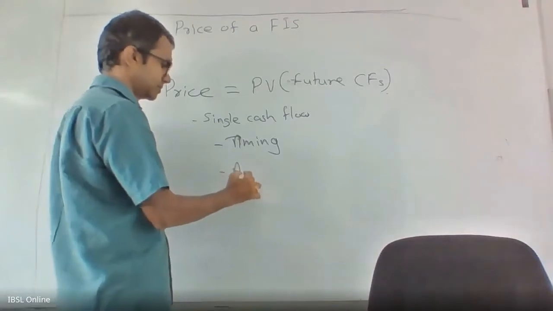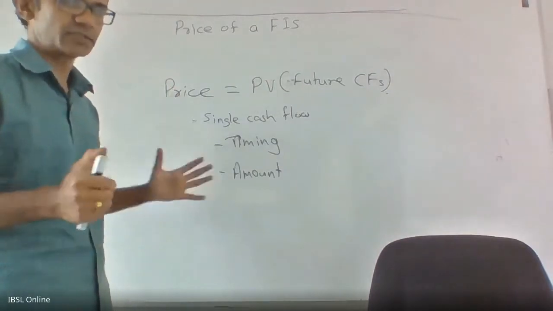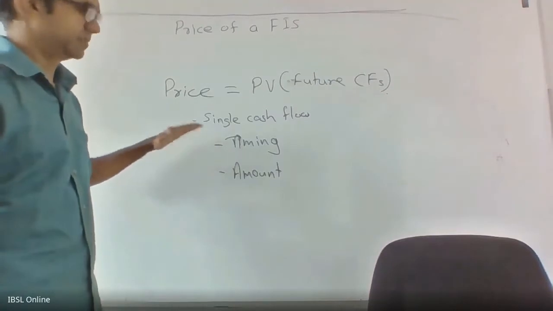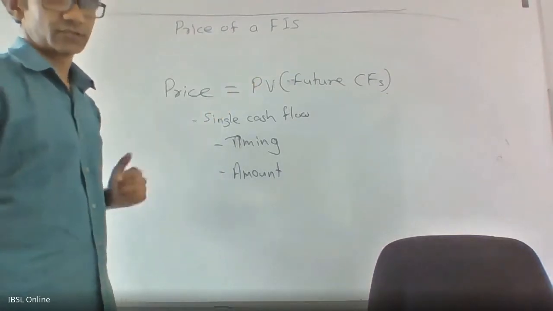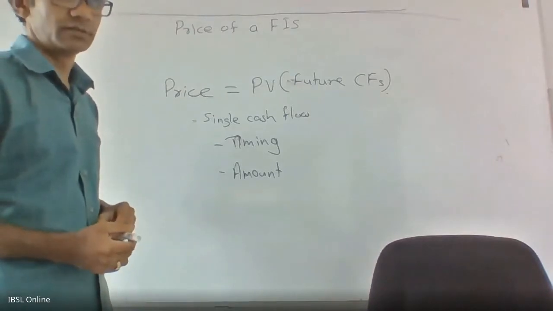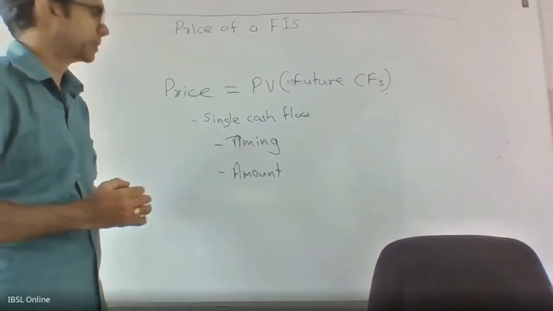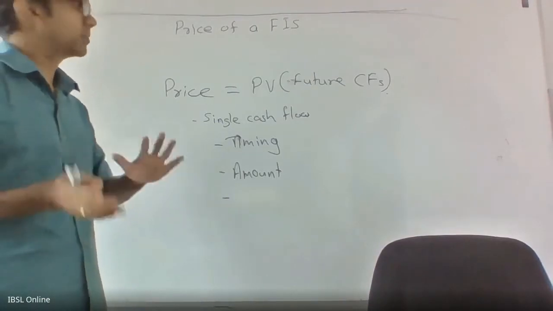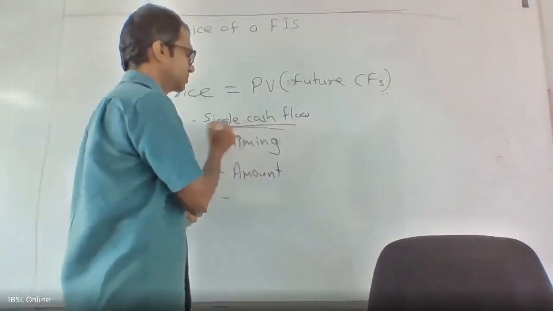What else? Coupon rate. What is the amount that you are going to receive? To calculate the present value of a cash flow, one thing you need to know is when you are going to receive it. So timing. Then the other factor is the amount of that cash flow that you are going to receive in future. What else do you need? Is it the coupon rate? The coupon rate is applicable only for a bond. I'm referring to just a single cash flow, whatever it is, in general.